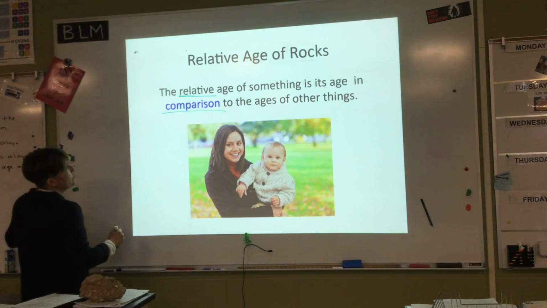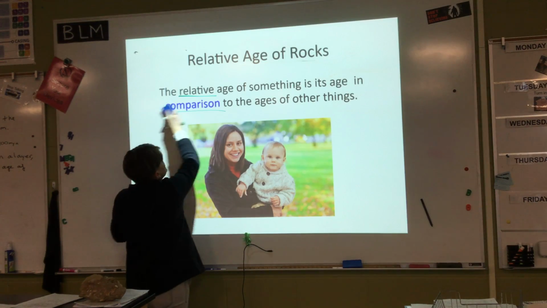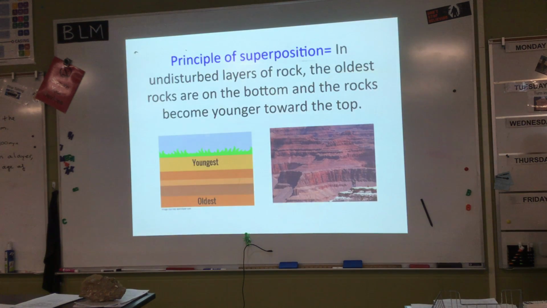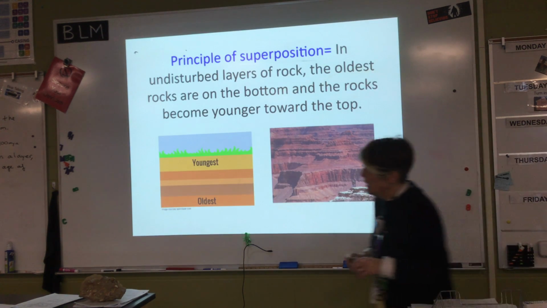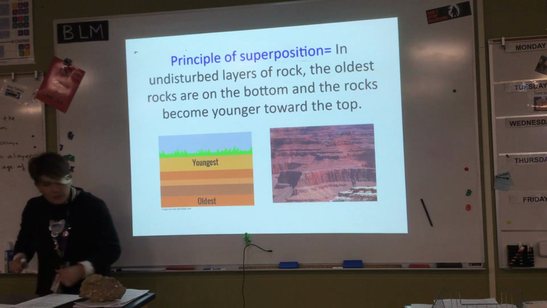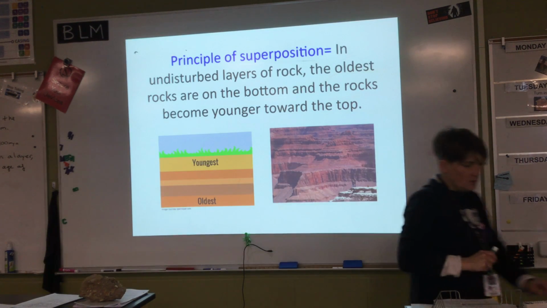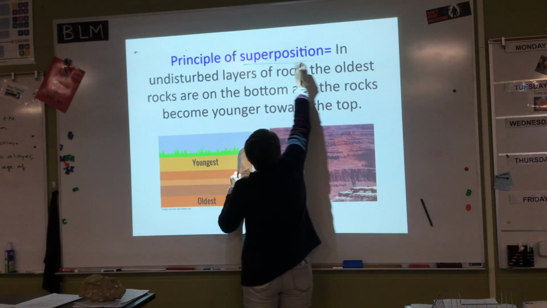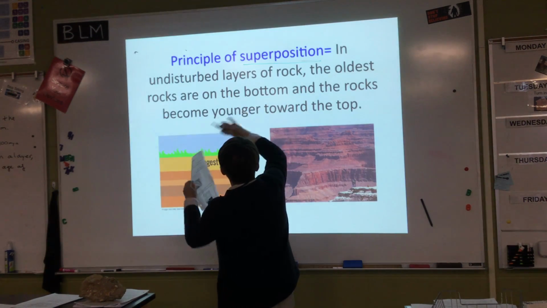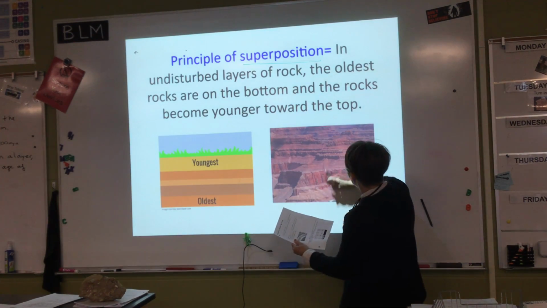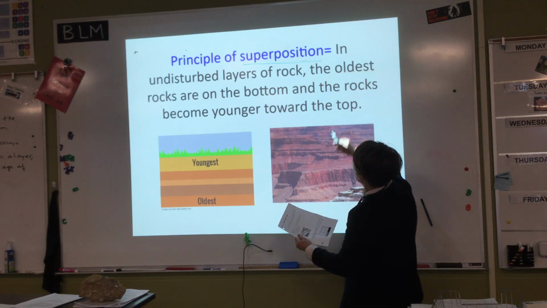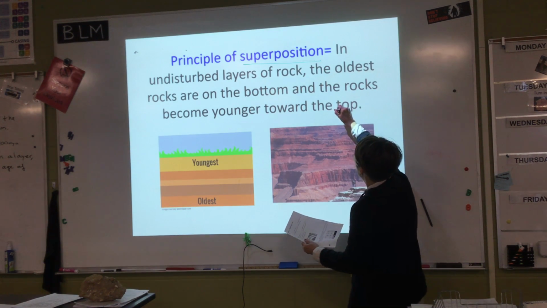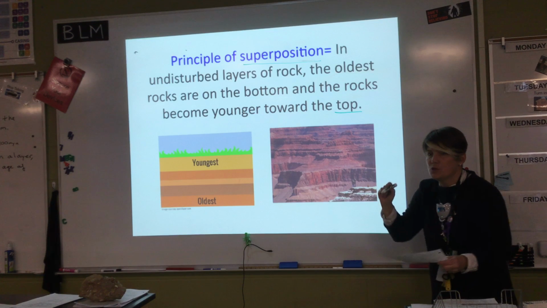So the relative age of something is its age in comparison to the ages of other things. All right. The next thing we're going to fill in is this idea of the principle of superposition. And I don't have this note sheet. Yes, I do. So, principle of superposition. Fill that in: undisturbed layers of rock, meaning like this, undisturbed. They're just laid down horizontally. The oldest rocks are on the bottom, and the rocks become younger as we move towards the top. Those two things I underlined are what you're filling in for the blanks.